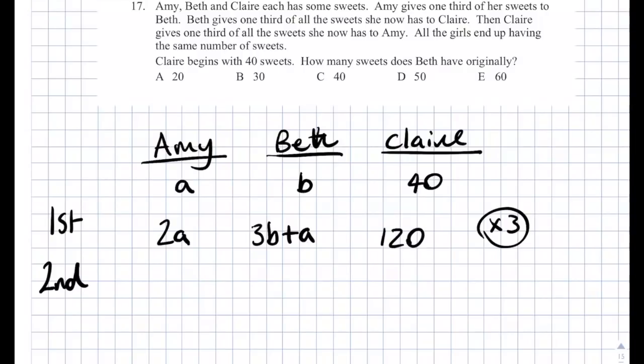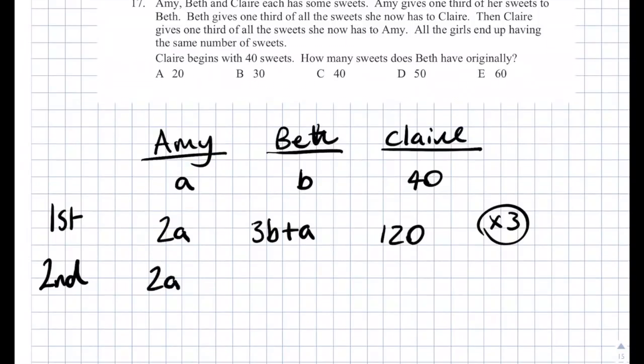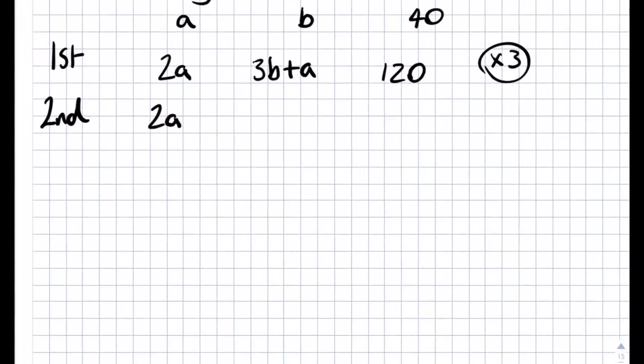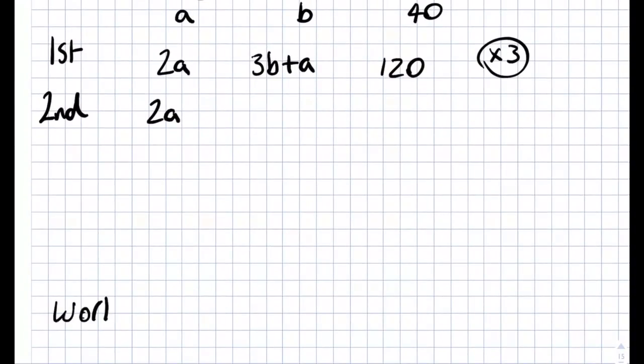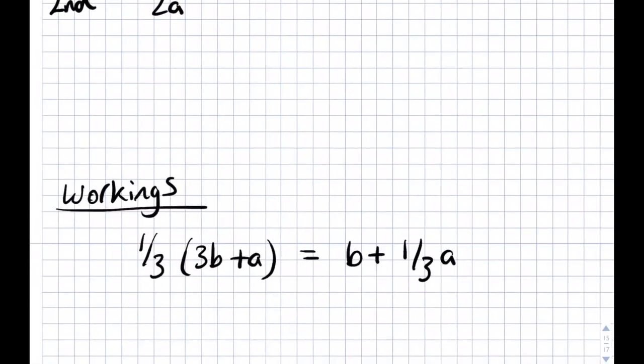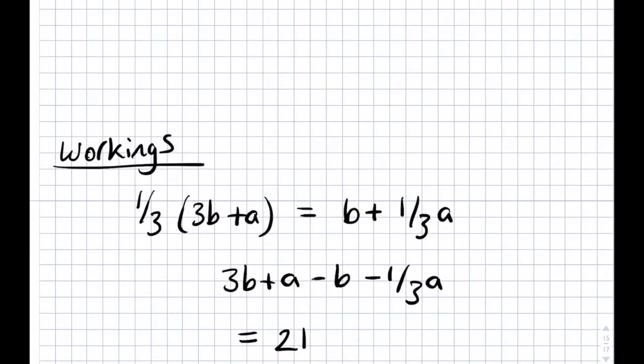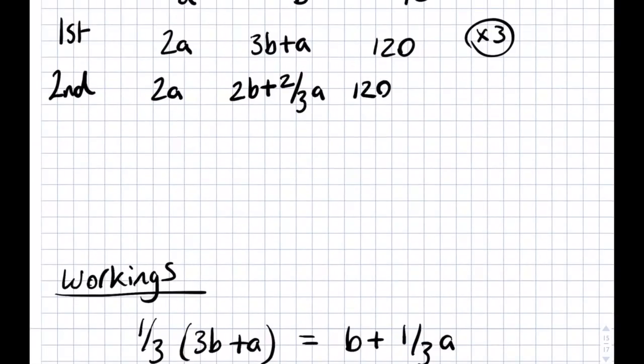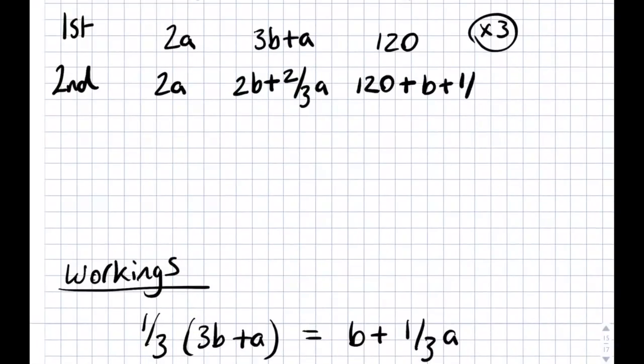So Beth gives 1/3 of all the sweets she now has to Claire. So that's still going to be 2A. 1/3 of this, well, if I just have a workings column down here, we can say that 1/3 of 3B plus A is equal to B plus 1/3 of A. And of course that gives us 1/3 of B minus 1/3 of A. That simplifies to 2B plus 2/3 of A. And Claire will end up with 120 plus B plus 1/3 of A.